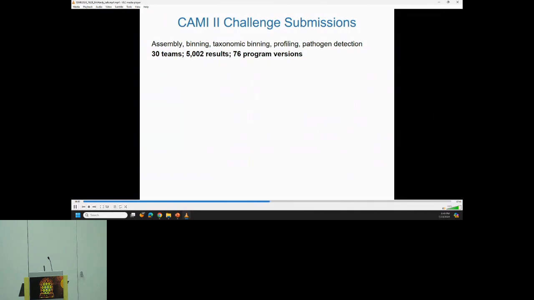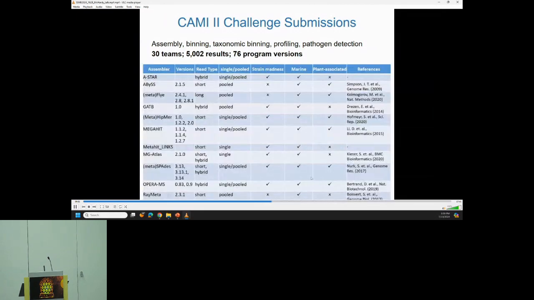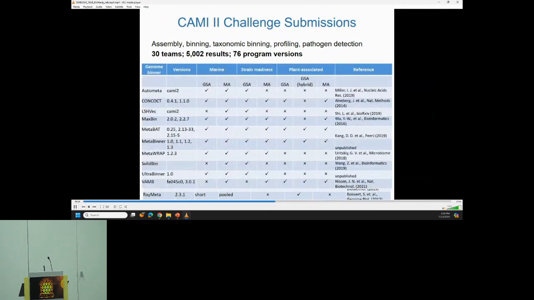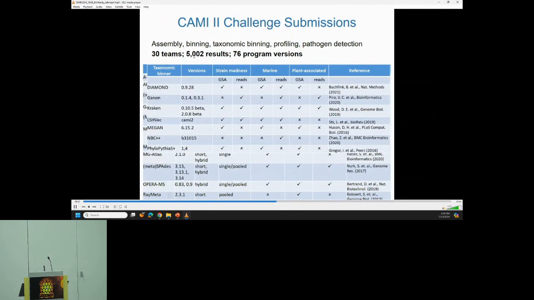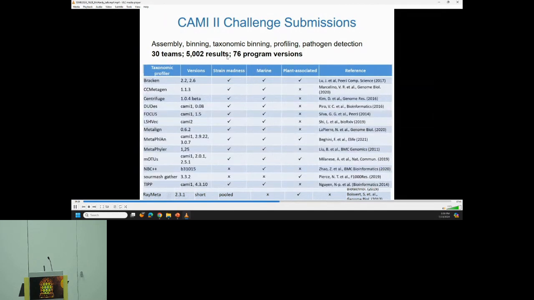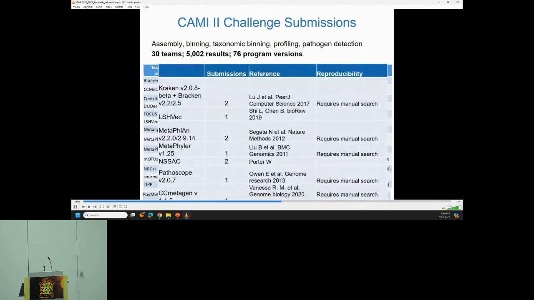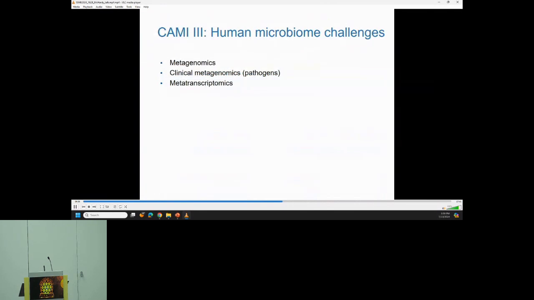And we had overall more than 5,000 results for 76 different programs and versions thereof. So a lot of assemblers across different data sets running on either pooled or single assemblies and using only short read or both short and long read data. Then a lot of different genome binners, taxonomic binners, and we assessed whether they're running better on reads or perfect so-called gold standard assemblies. A lot of taxonomic profiling tools run across all the different data sets, and the clinical metagenomics pathogen detection tools.